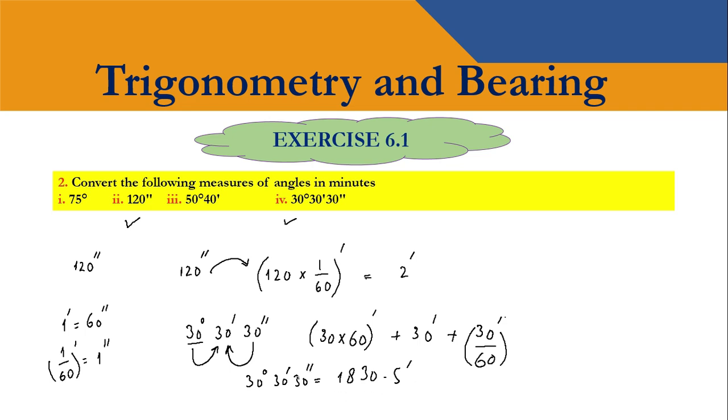Hope you understand these conversions. If you want to go from degree to minute, minute to second, you have to multiply, and if you want to come back from second to minute, minute to degree, you have to divide it with the factor like 60, like 3600. So it is very easy. You can solve part 1 and the part 3 to make your understanding more clear.